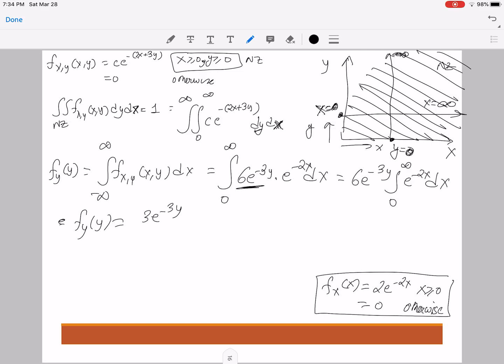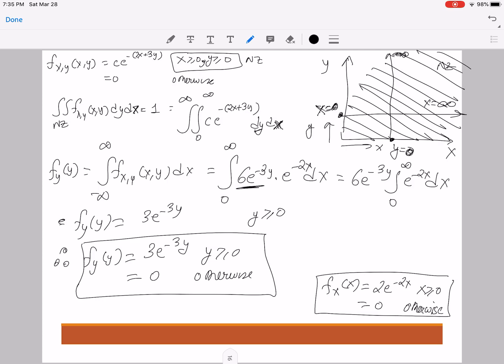Now carefully notice here that my region of non-zero probability was x is greater than or equal to 0 and y is greater than or equal to 0. When I integrate x out in order to obtain the marginal PDF of y, I eliminate x is greater than or equal to 0. And therefore f of y, the marginal PDF of y, is equal to 3 times e to the negative 3y for y is greater than or equal to 0, and it is going to be equal to 0 otherwise. So that's the marginal PDF of y.